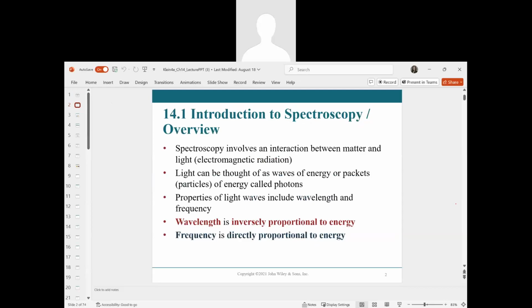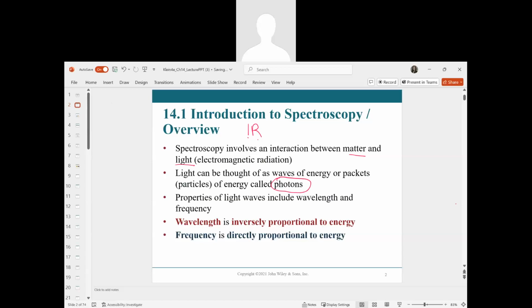And this term spectroscopy, IR specifically, can be abbreviated using these letters here for infrared, because it uses that type of electromagnetic radiation, infrared. So this type of spectroscopy will involve an interaction of matter and light, so that infrared light that we'll be referencing. And we know that light can be thought of as either a wave of energy or as a packet of energy, often referred to as a particle, and we call these particles photons.